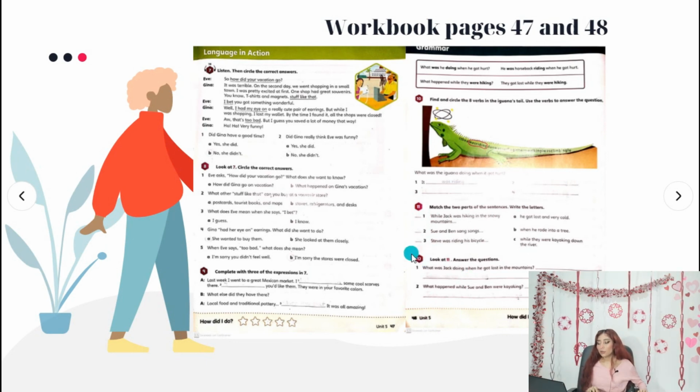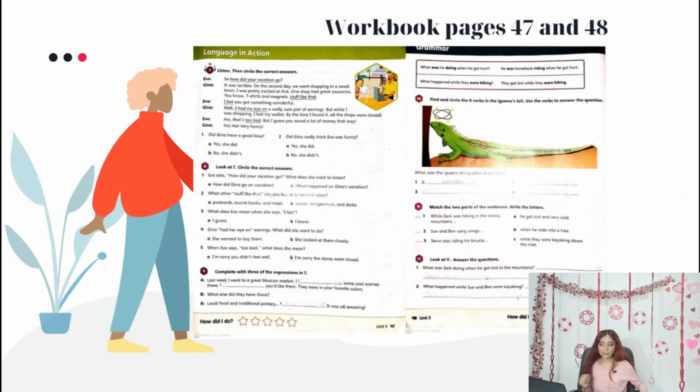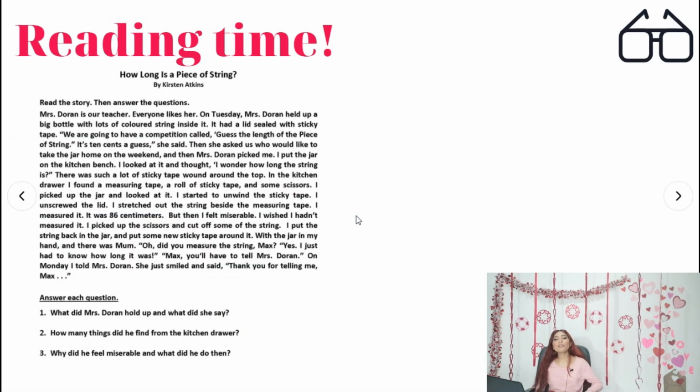Activity 12 says, look at 11, this one, answer the questions. Question number 1, what was Jack doing when he got lost in the mountains? And you're going to write, he was, and you're going to write your answer. Number 2, what happened while Sue and Ben were kayaking? I don't know. About this, you are going to answer, okay? And that's it. Now, we have a reading time activity, and it's super important to do it.